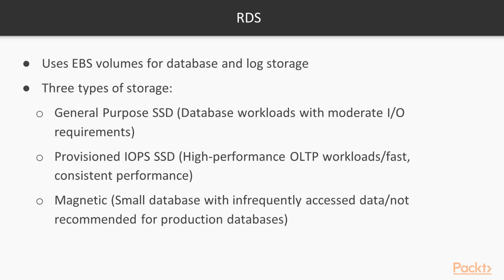You have general purpose SSD, which is mostly suitable for most workloads with moderate I/O requirements. You have provisioned IOPS, that's provisioned input-output SSD, and that's much more suitable for high-performance workloads, especially where you require consistent performance. So Amazon allows you to specify the number of IOPS you want to provision on your EBS volume ahead of time. And then you have magnetic, which of course is the cheapest per gigabyte, but also by far the lowest performance. And really this is only suitable for small databases with infrequently accessed data, and is not really recommended for most production applications.